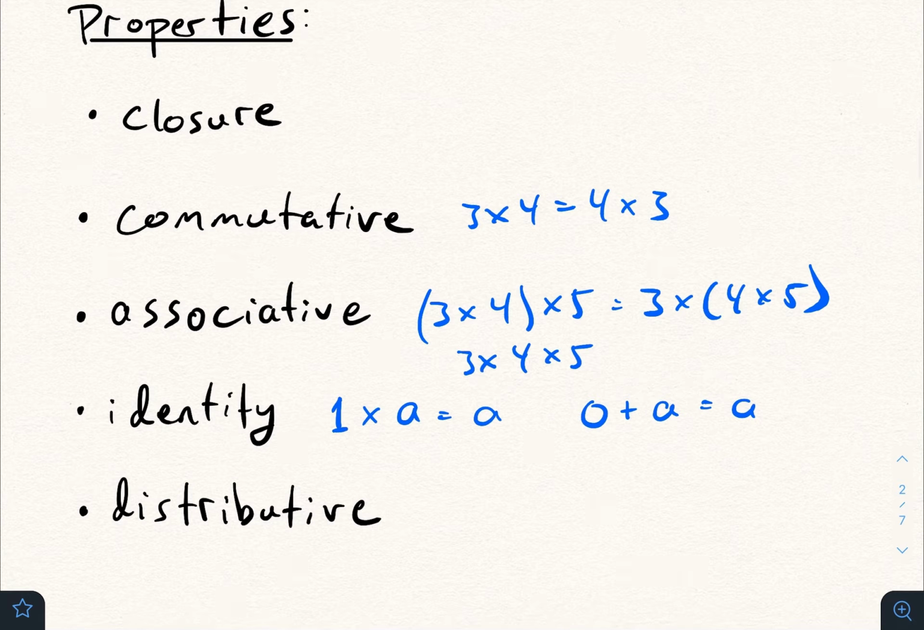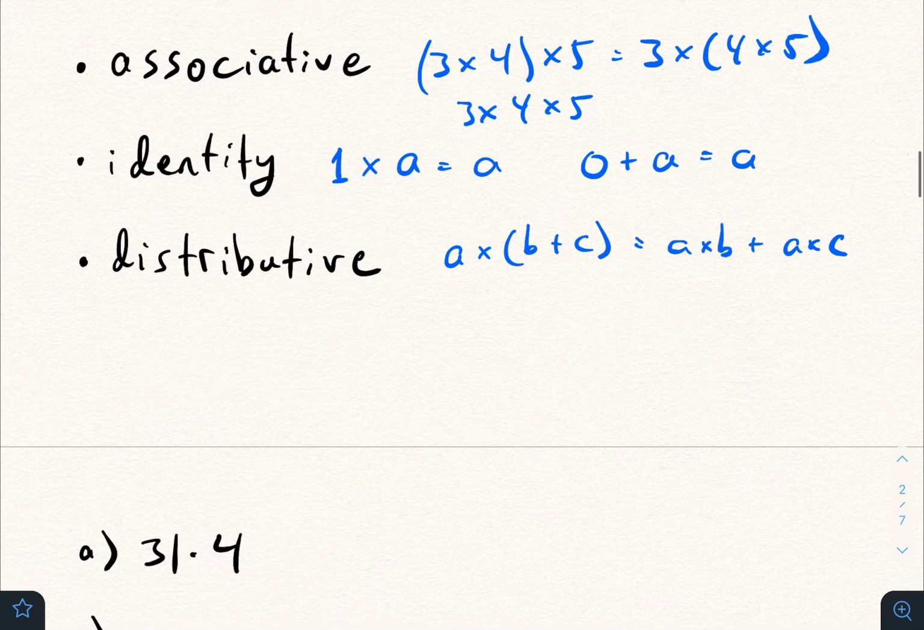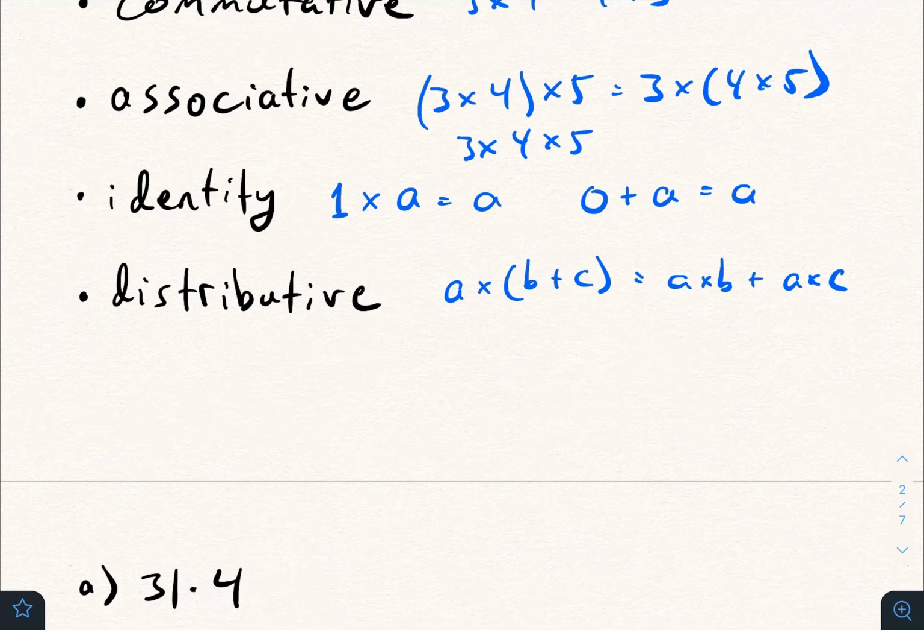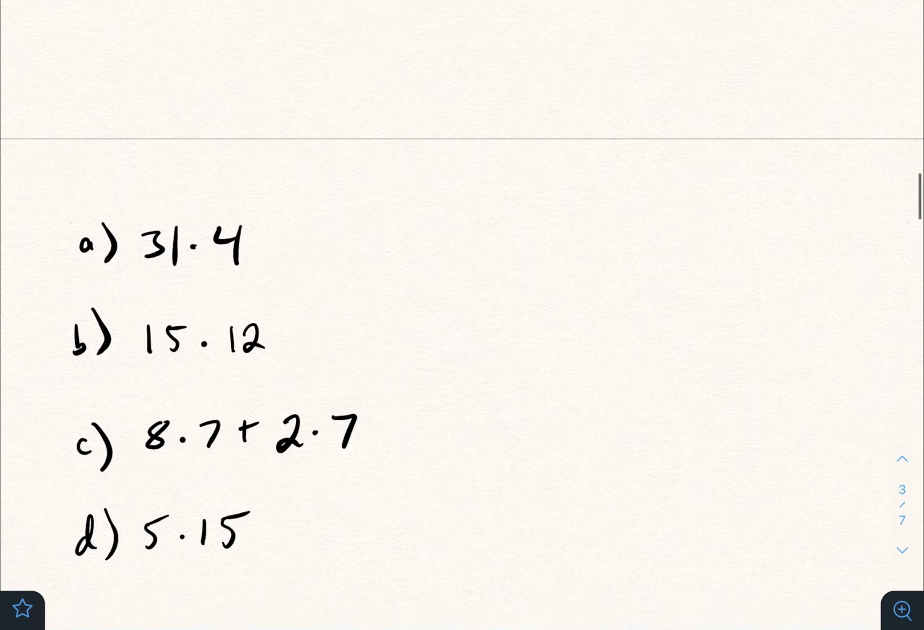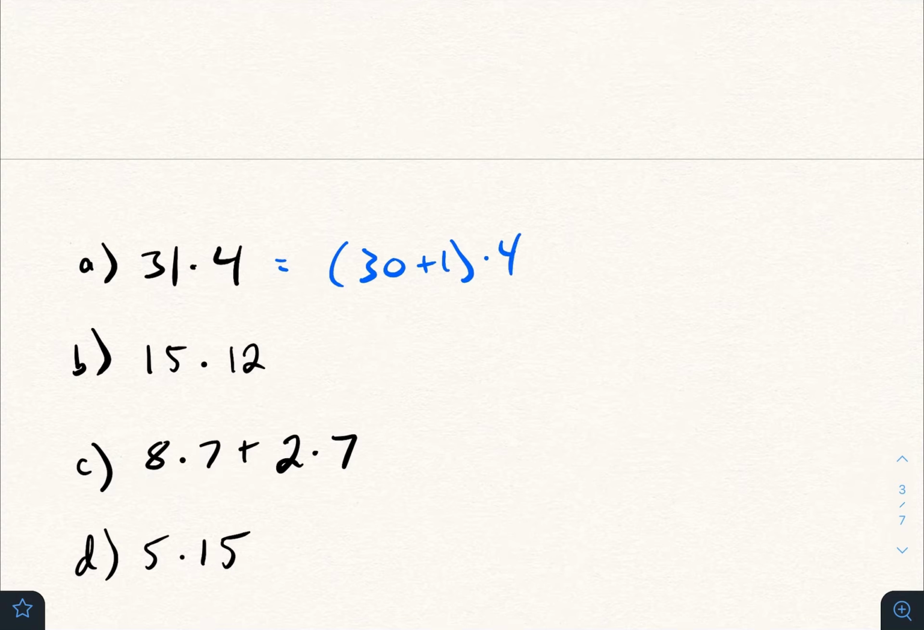And the distributive property just says that A times (B plus C) is A times B plus A times C. So this ends up being really useful for computations as well. So let's see some examples. If I wanted to do, well, here's a bunch of them that I have. So 31 times 4. I could think of 31 times 4 as (30 plus 1) times 4.